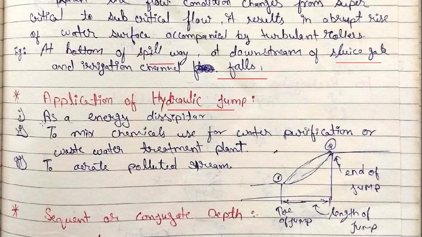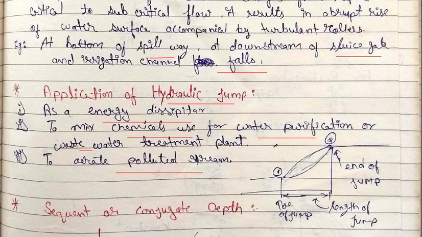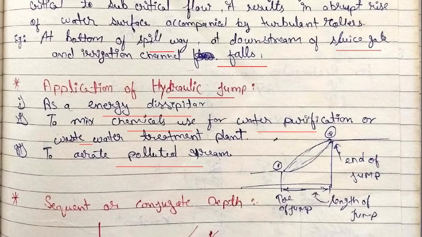It is used as an energy dissipator at the downstream side of the dam or spillway, and at the bottom of a spillway, to mix chemicals used for water purification or wastewater treatment plants, and to aerate polluted streams. So here we see the hydraulic jump.